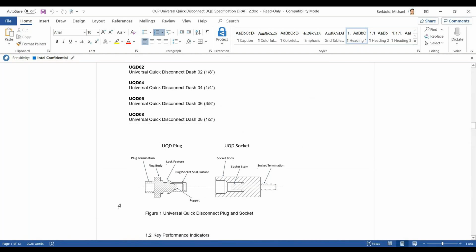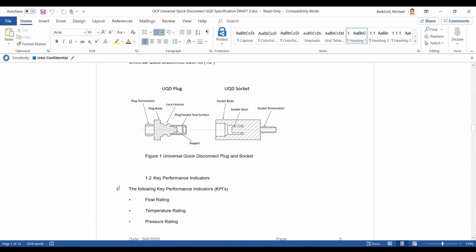then I have a diagram showing some of those terms that I've used. You can see the socket stem and poppet are identified here, as well as some of the key features: the socket body, the plug socket seal surface, the terminations on either side, and then the plug body, and probably the most important feature, the locking feature on the plug side.